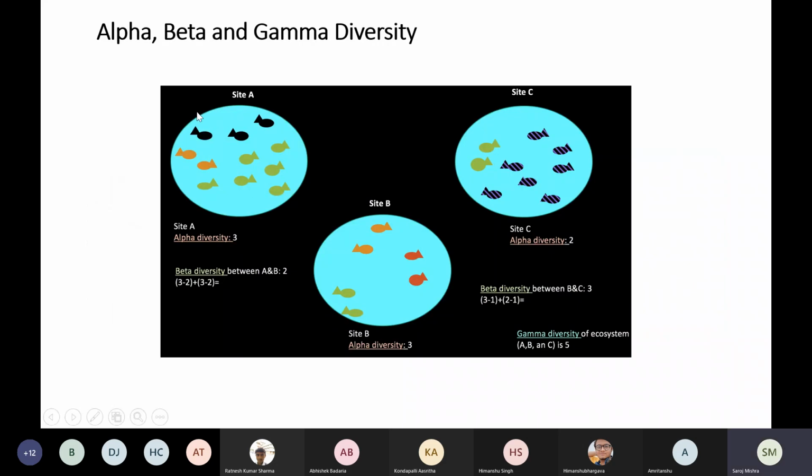So alpha diversity, for example: here is the site A. It's a microbial site A. You see there are three different types of microbes present. One is shown in black, the other in orange, and the other in green. So alpha diversity will be 3 here.